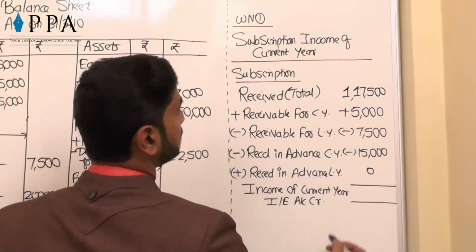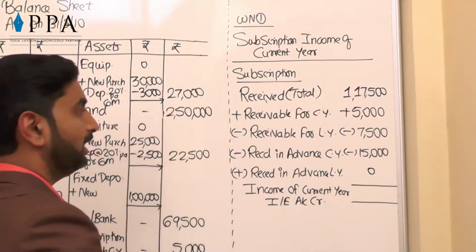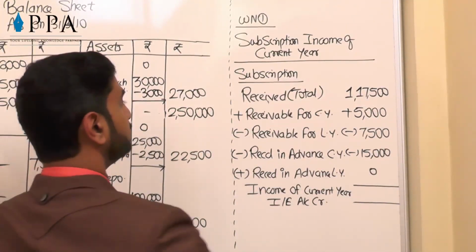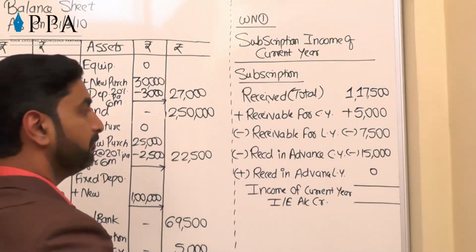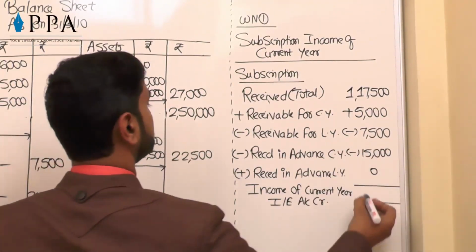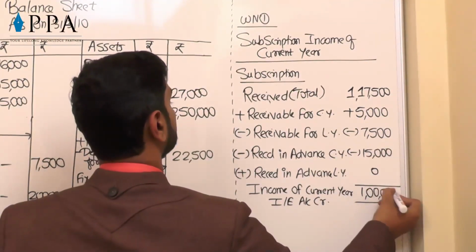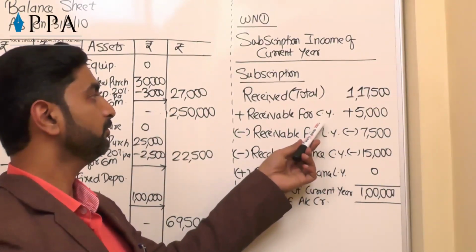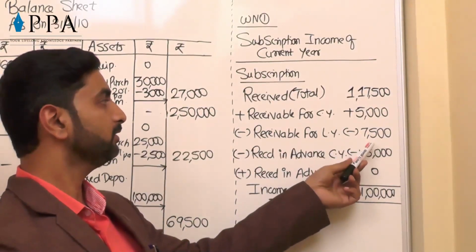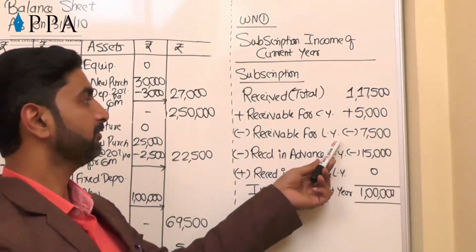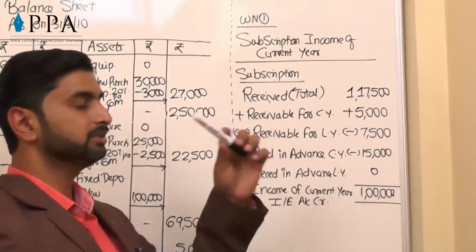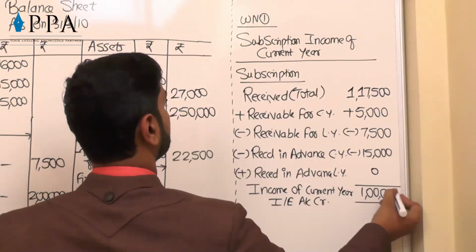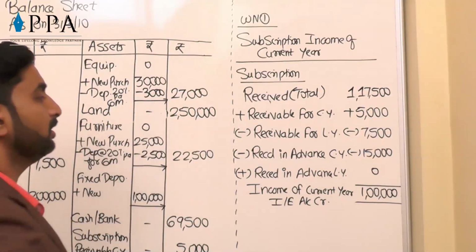So 1,17,500 plus 5,000 is 1,22,500, minus 500 is 1,22,000, minus 7,000 is 1,15,000, and minus 15,000 is 1 lakh. Let's check it again. 1,17,500 plus 5,000, 1,22,500 minus 500, 1,22,000 minus 7,000, 1,15,000 minus 15,000 is 1 lakh. So the 1 lakh amount is the income for current year. Income, credit all incomes and gains.